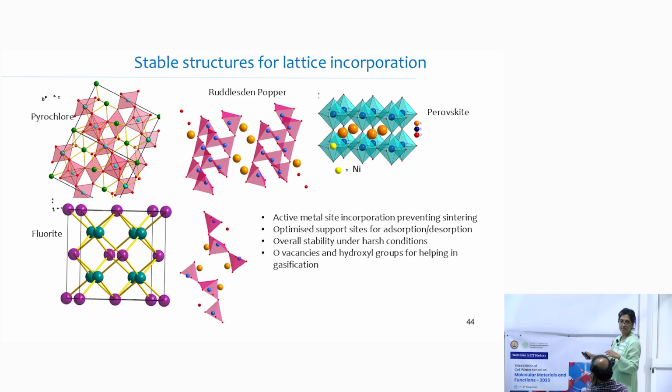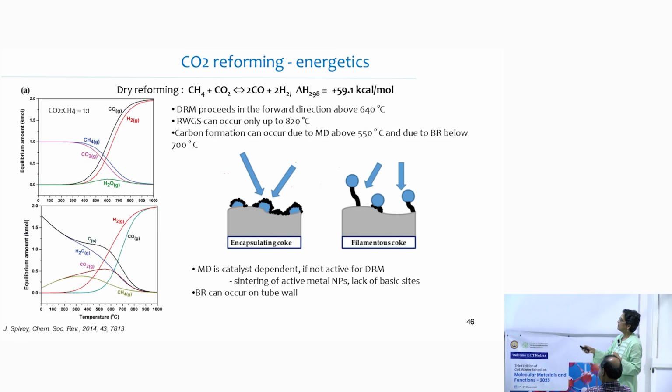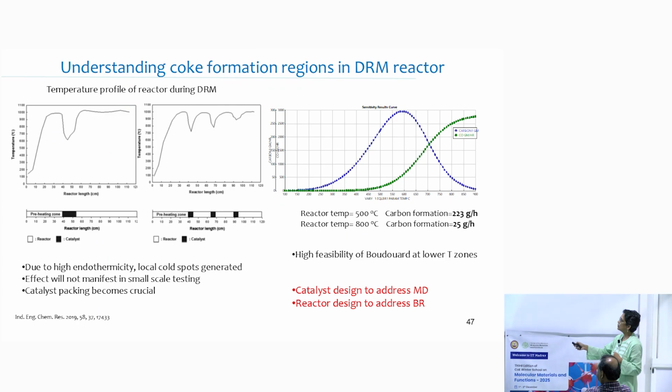Active metal incorporation prevents sintering. Because the metal is in the lattice site and the energy of that is very high, it is not going to move around. And I can optimize the support sites, for example basic sites, using the rest of the compound. We could really improve that a lot, and I will not go through all these things.